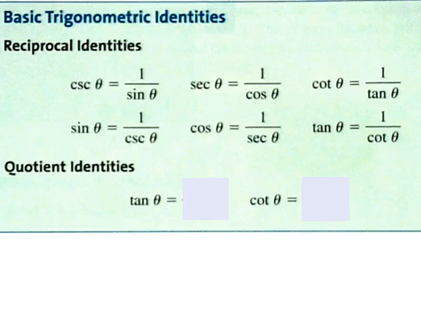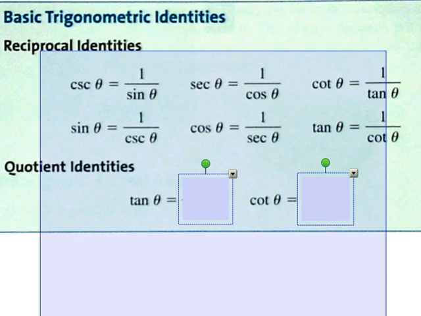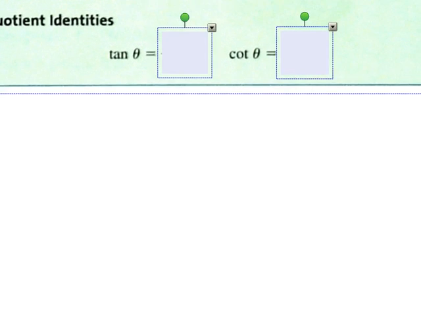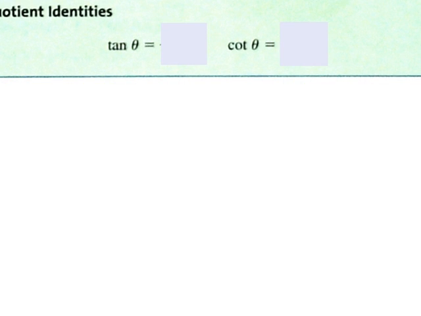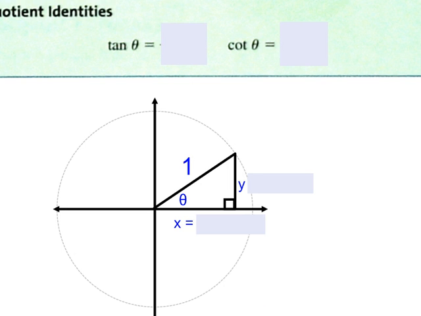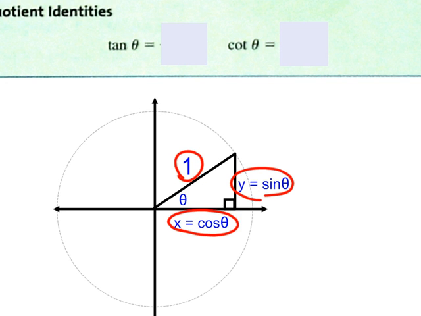The second one's here, the quotient identities. I think we brought them up in class. We didn't really belabor it. I said we'd go into more detail later. Tangent and cotangent, you should be able to look at or envision the unit circle. And you should recall from previous lessons that when you have a true unit circle where the hypotenuse is equal to 1, the radius of the circle really is 1, you should remember that the x coordinate was equal to cosine of theta and the y coordinate was equal to sine.